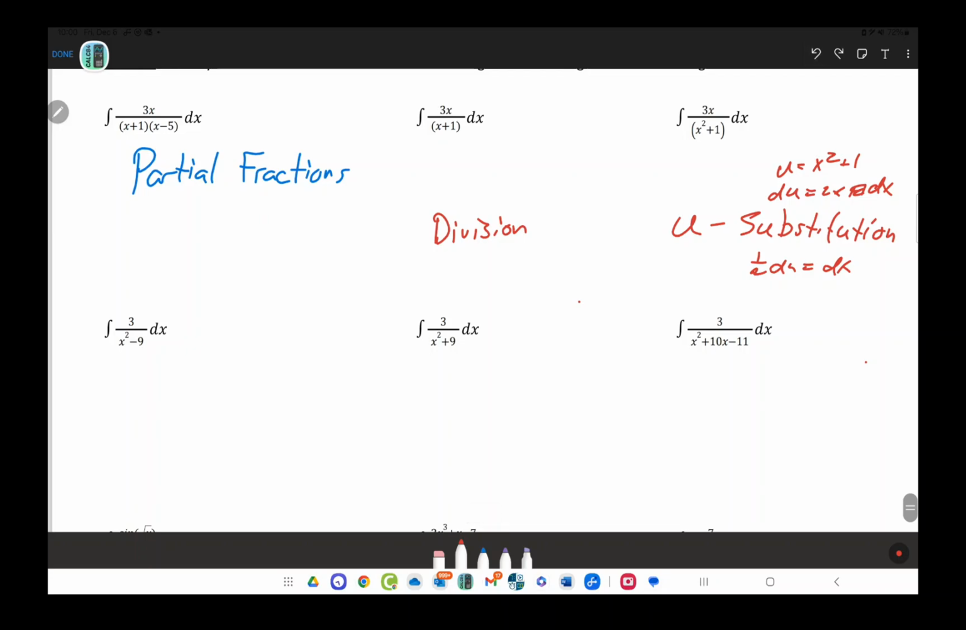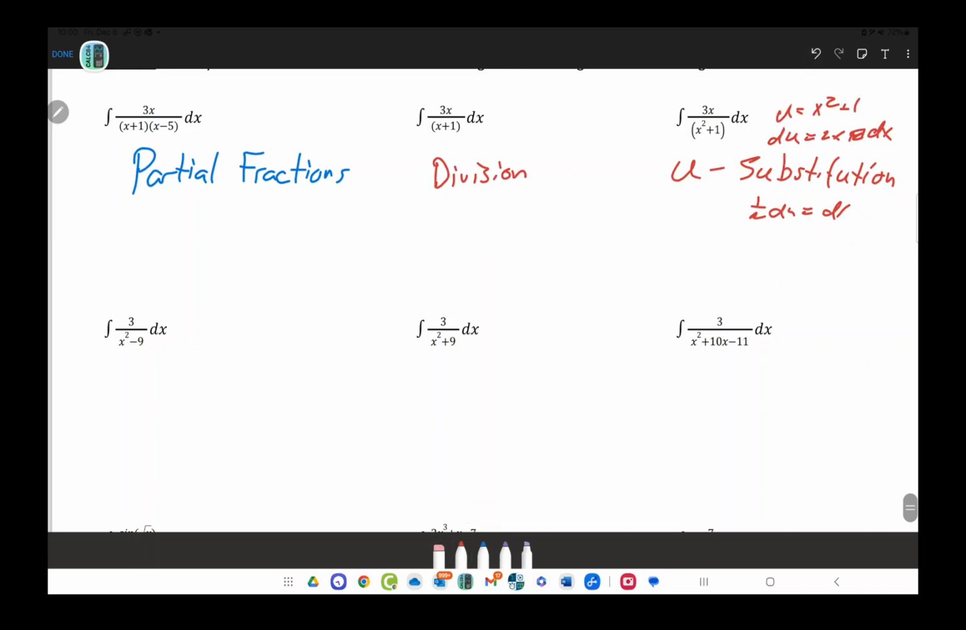So then you would do 3x over 2u. Yeah, so you get rid of the x. You have 3/2 outside the integral of 1 over u du, which is natural log. And then it would just be 3/2 ln. We didn't even have to solve it. But that's the setup, so there we go. If you want to go ahead and solve it, go right ahead.